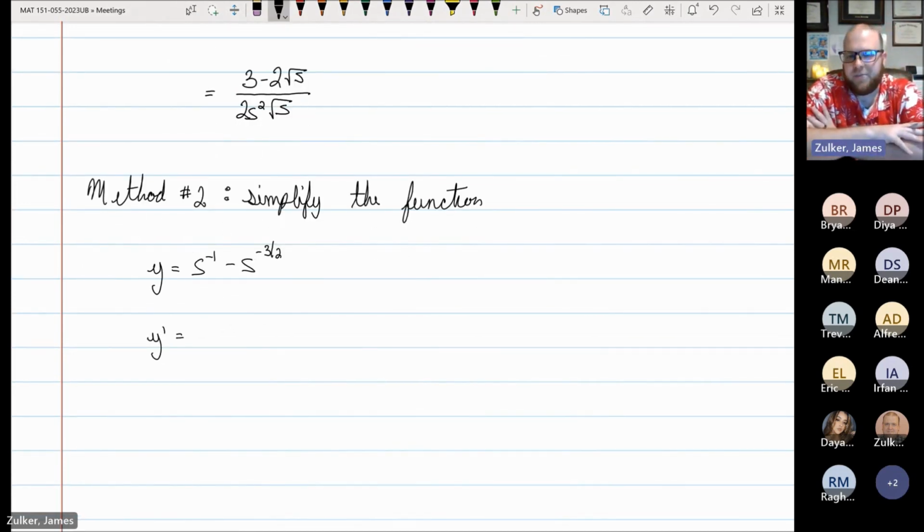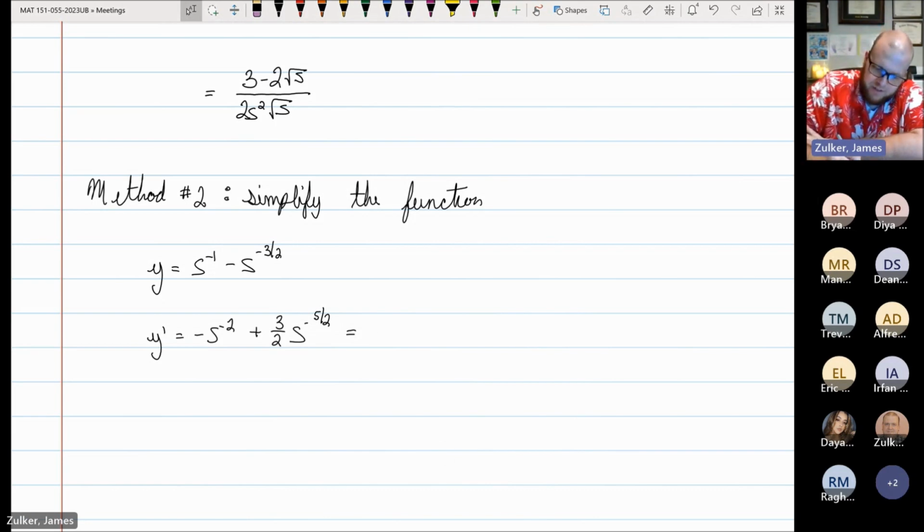Now take that derivative. Negative s to the minus 2 plus 3 halves s to the minus 5 halves. Factor out an s to the minus 5 halves. All right, that's the smallest.